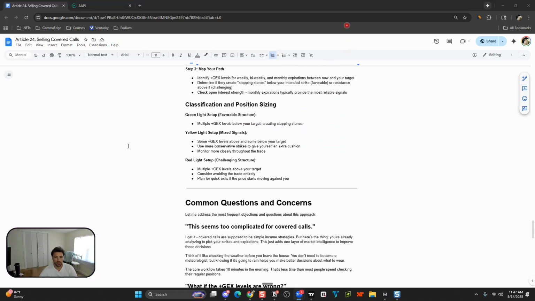And then going through the different types of setups. Green light structure is where the plus GEX levels are below your target, creating that stepping stone. We have the yellow light, where you have some plus GEX levels above and some below. That's where you want to be a bit more conservative and give yourself extra cushion, and you want to be monitoring this. The red light, where most of the plus GEX levels are above your target, consider just avoiding this altogether. And then plan for quick exits if you get rapid price appreciation.